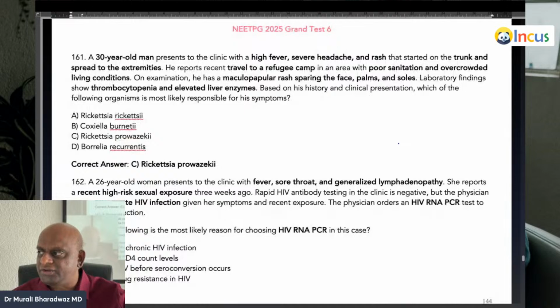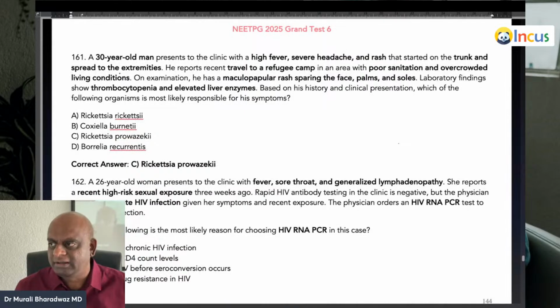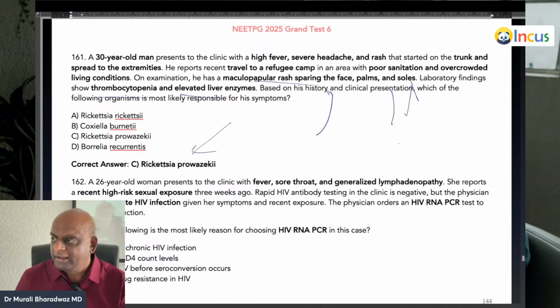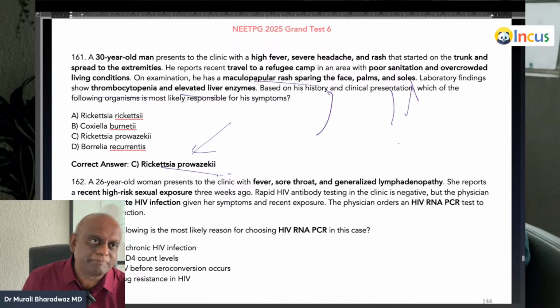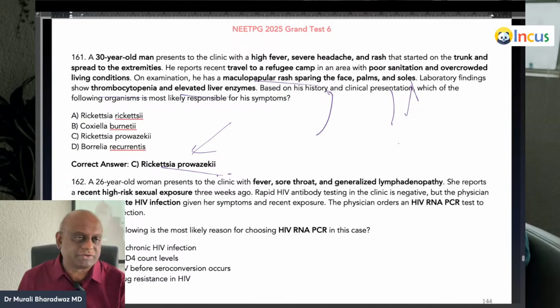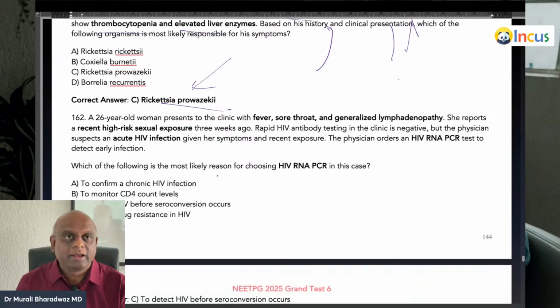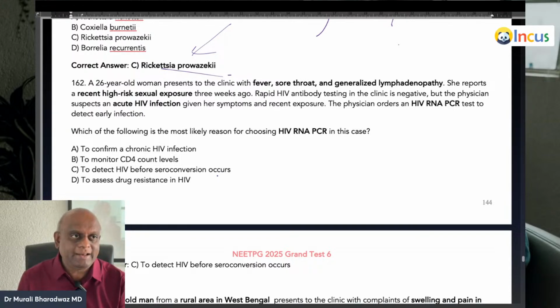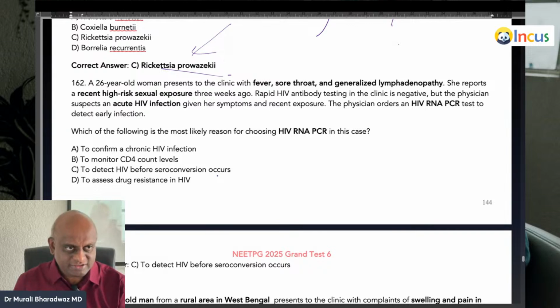30-year-old with high fever, severe headache and rash, thrombocytopenia, elevated liver enzymes, and a rash spreading to face, palms, and soles is Rickettsia prowazekii, epidemic typhus. What is subacute form of epidemic typhus called? Brill-Zinsser disease. Yesterday we discussed.